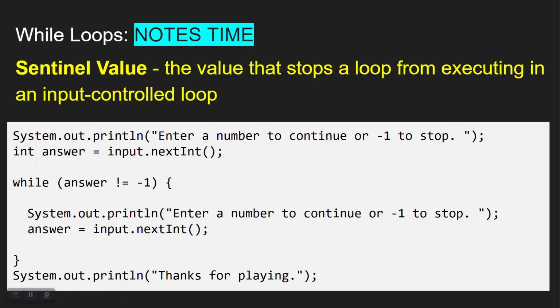Finally, we've got a little bit more vocabulary here. What's called a sentinel value. A sentinel value is the value that stops a loop from executing in an input-controlled loop.